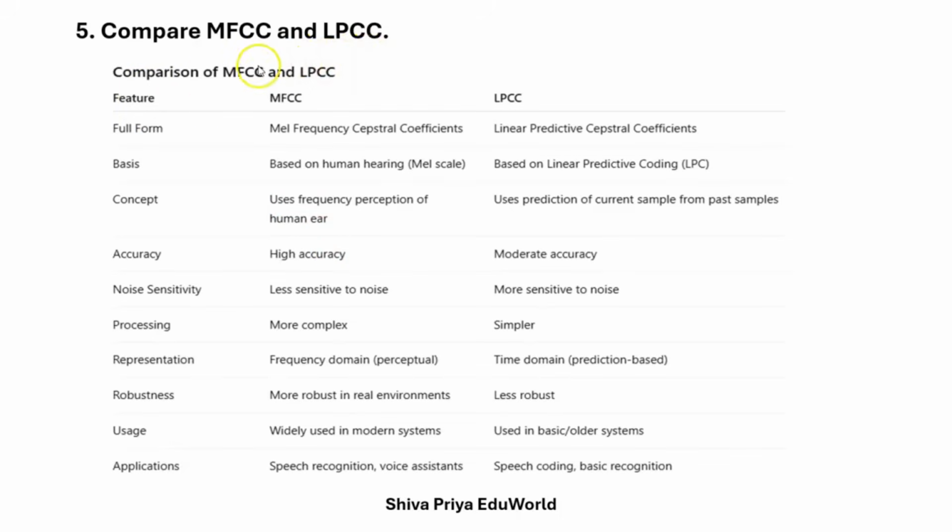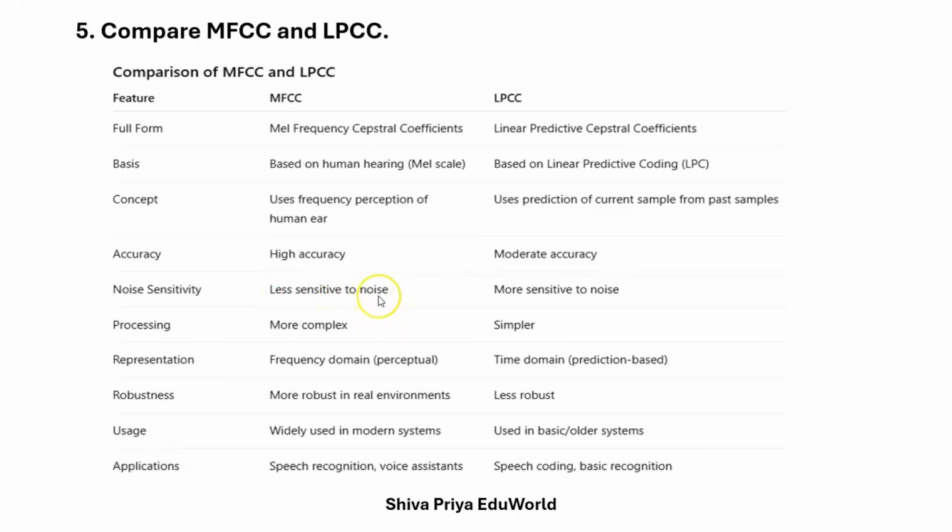Compare MFCC and LPCC. Here, MFCC means Mel frequency cepstral coefficients. LPCC means linear predictive cepstral coefficients. MFCC is based on human hearing, that is the Mel scale. And LPCC is based on linear predictive coding. I have already told you about LPC. You have to remember this LPC in LPCC. MFCC uses the frequency perception of the human ear. LPCC uses the prediction of the current sample from the past samples. The accuracy is very high in MFCC. Here, it is moderate, and it is low compared to MFCC.